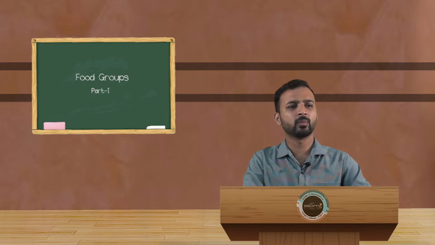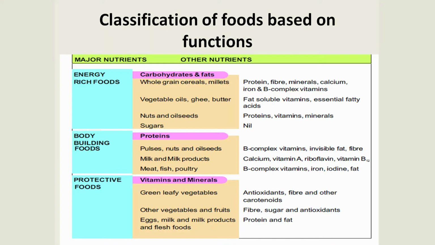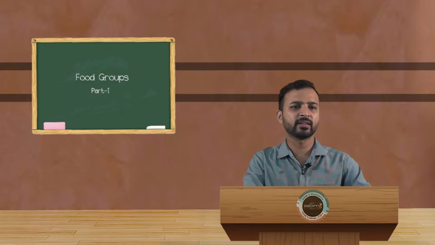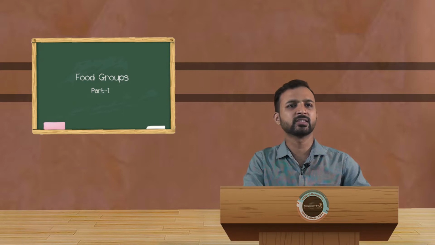Then coming to bodybuilding foods. Bodybuilding food means protein, because for all the muscle building we need protein. These pulses, nuts, oil seeds, milk and milk products, meat, fish and poultry give a good source of protein. Along with this they give some B complex vitamins, invisible fat and fiber, calcium, vitamin A, riboflavin, vitamin B12, iron, iodine and fat. These are grouped under bodybuilding foods according to their functions.